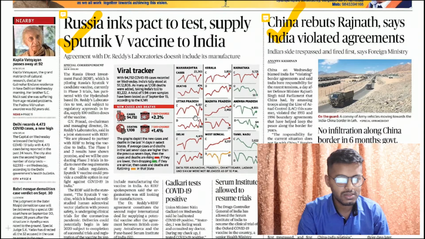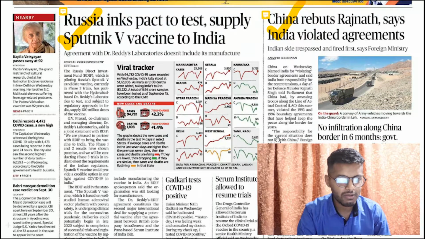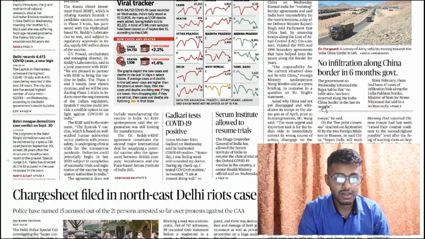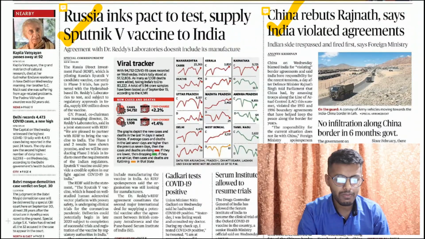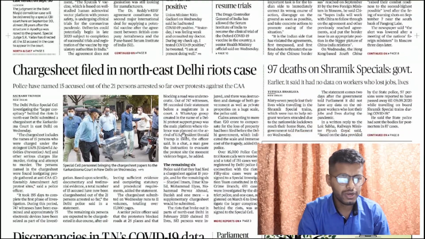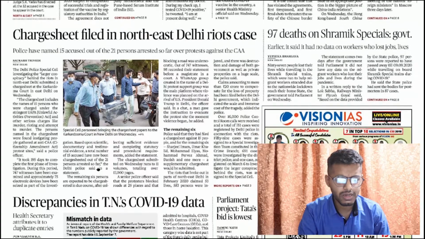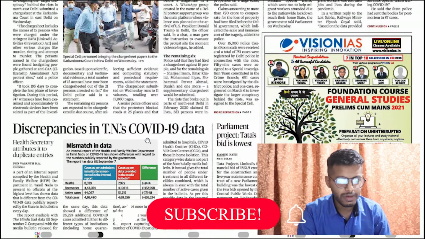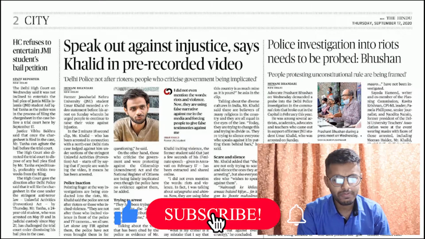So now let's come back to the topic which is relevant for UPSC. This: China rebukes Rajnath, says India violated agreement. Now this is important from the GS 2 point of view, from the international relations section. So you read this one. This is very important and there is no need to read all these other things. These are not of national or any importance. So there is no other important news on the cover page. You can jump directly to page 5.